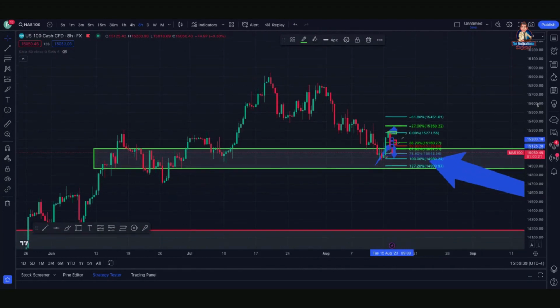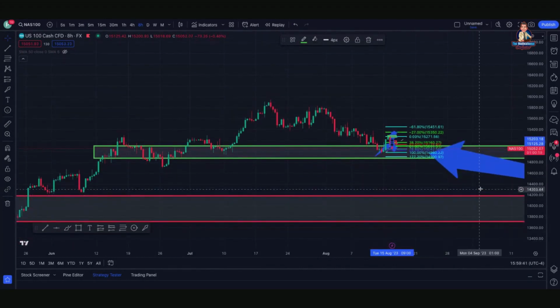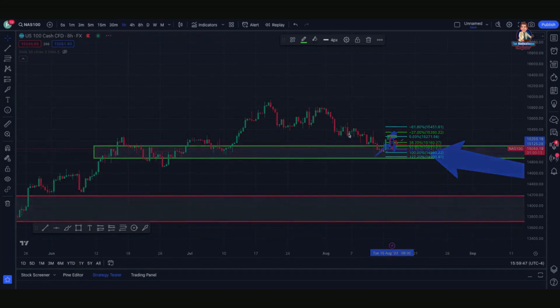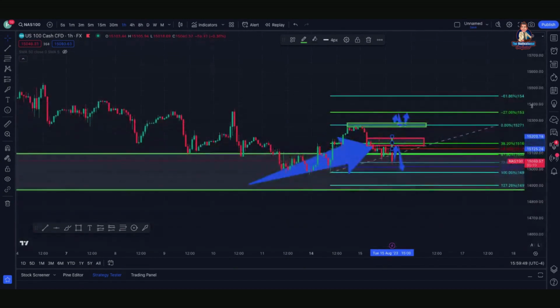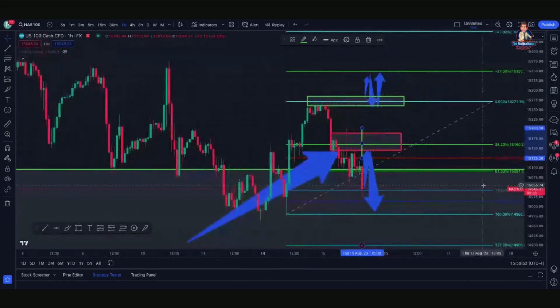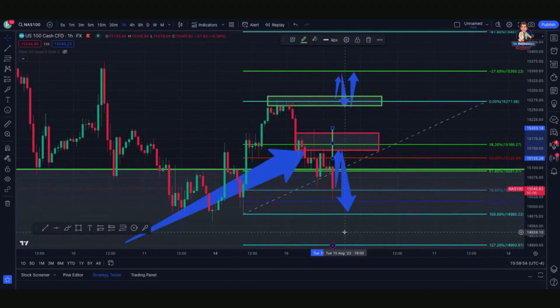Then we can come all the way as low as 14,400, 14,500, every 100. But for now, I'm going to work within this parameter on crude oil, and I'm just going to wait to see what happens, right? Kind of give you a couple scenarios. If we come lower down here, I'm buying.